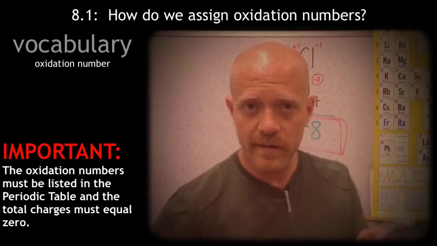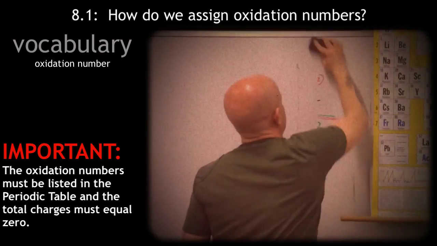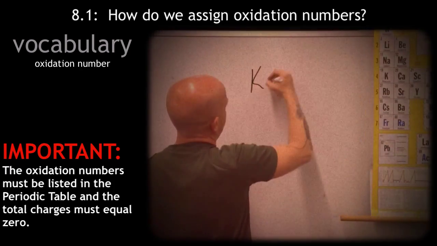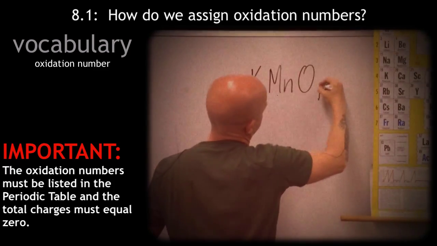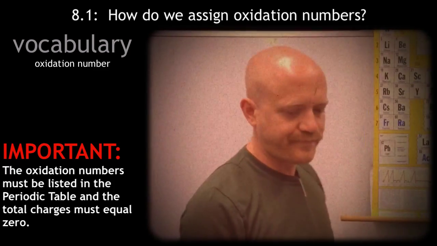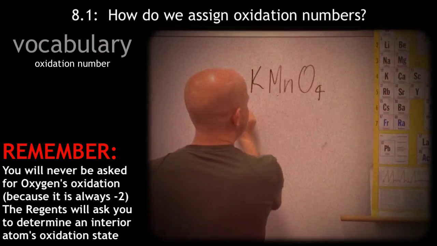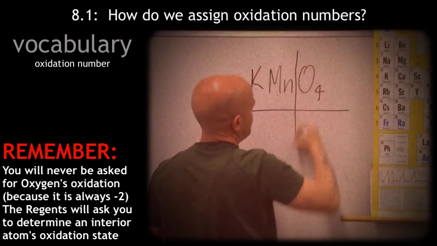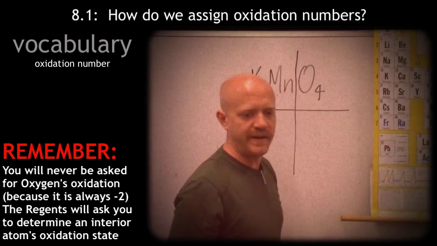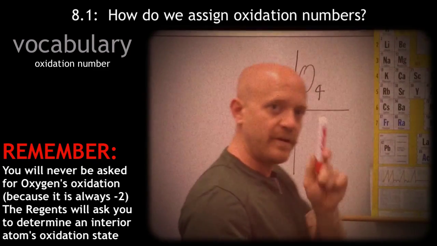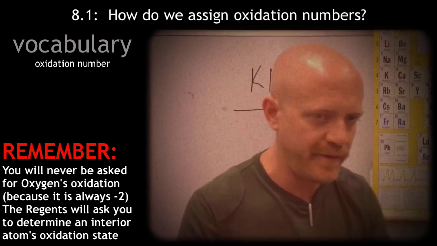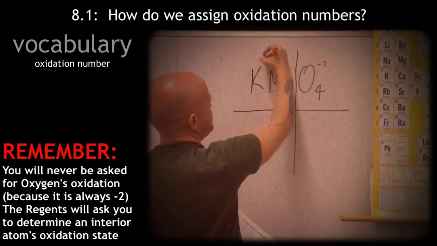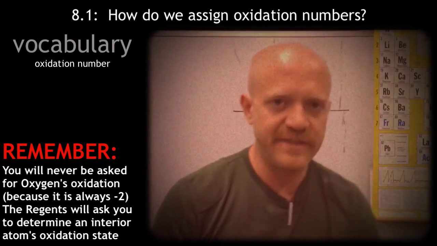I'm going to try one more, and then I'm going to leave you to your own devices. We're going to try potassium permanganate, KMnO4. When you do these problems, typically, if it's a big one like this, they're going to give you something like this on the Regents usually. Usually, oxygen's the only negative, and these two are going to be positive. Usually, but not always. Oxygen, like I said before, negative 2. Potassium, plus 1. Now let's figure out our math.